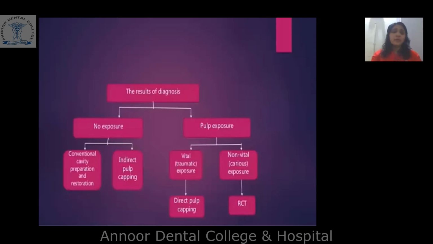Now, when coming to diagnosis, if the particular tooth does not have any exposure, you can do your conventional cavity preparation and restore. Or the second option is, if it is deep, you can proceed with indirect pulp capping. But if the tooth has got a pulpal exposure and if the tooth is vital, you can proceed with a direct pulp capping. And if the tooth is non-vital, you have to go for root canal treatment.